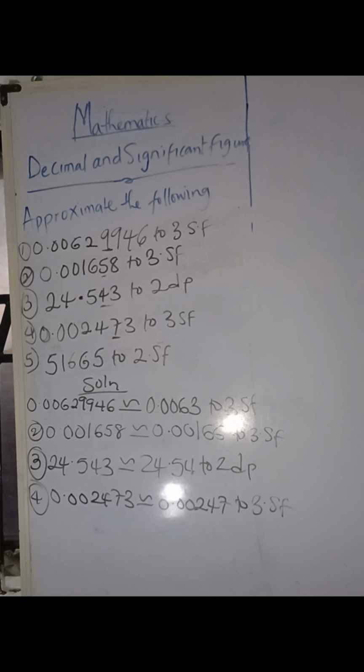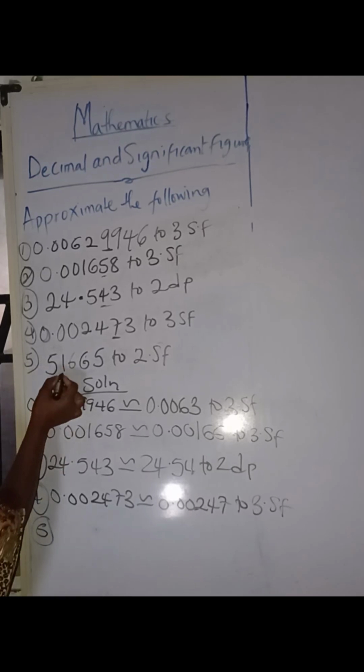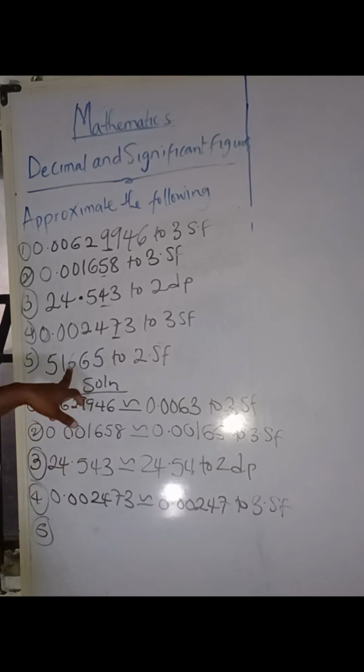So let's do number 5. So number 5, we have to approximate 51665 to what? To 2 significant figures. We start our counting from what? From the very first significant number. So we start counting from here. 1, 2. So this is where we are working on. So you consider the next value. The next value to it is what? The next value to it is 6. So it is more than 5. We're turning it to 1 and we are adding it to this. So our answer becomes what?